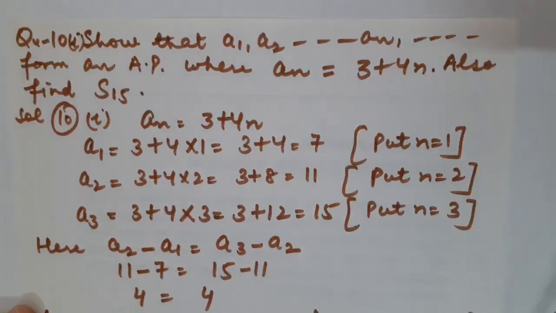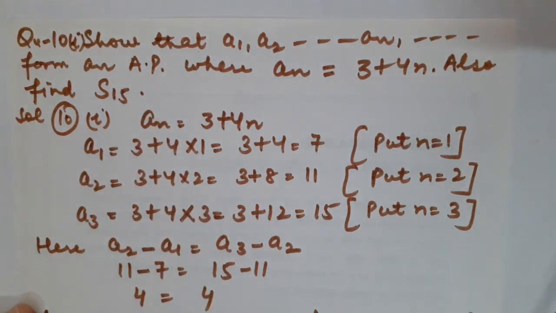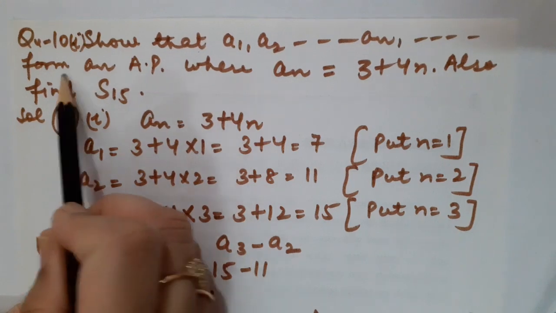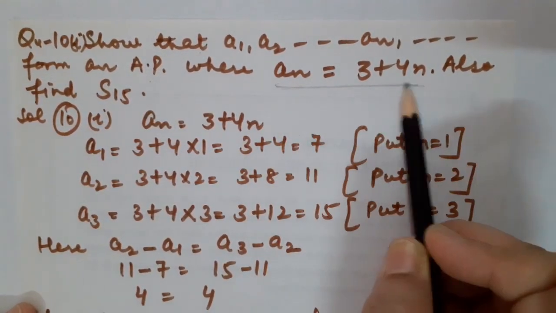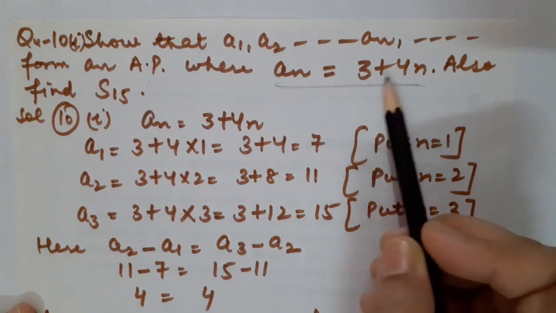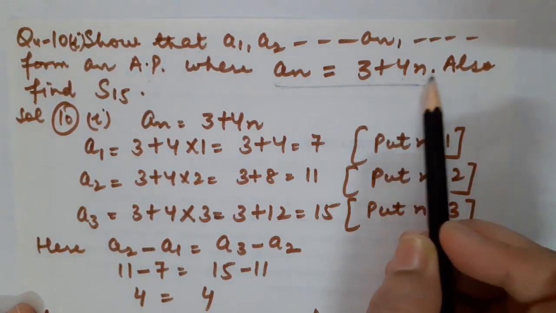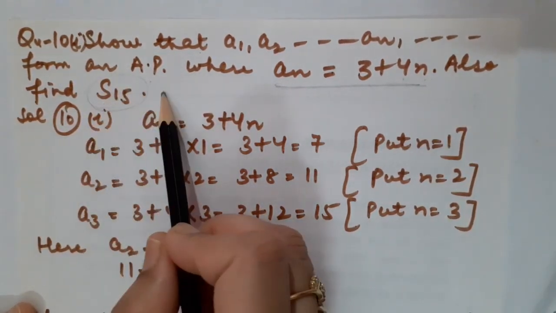Correct? Now children, let us switch to the next question. This is 10th question, first part. Show that A1, A2, A3, AN and so on form an AP, where AN is defined as 3 plus 4n. Here children, 4 is multiplying with n. Remember. Also we will have to find the sum of first 15 terms, that is S15.